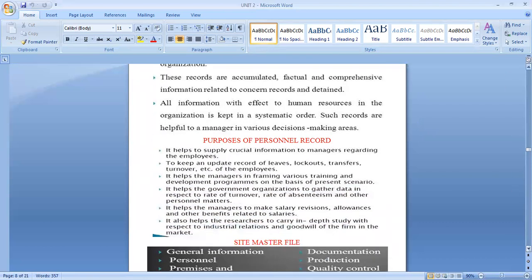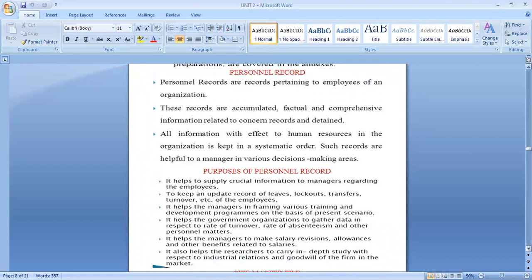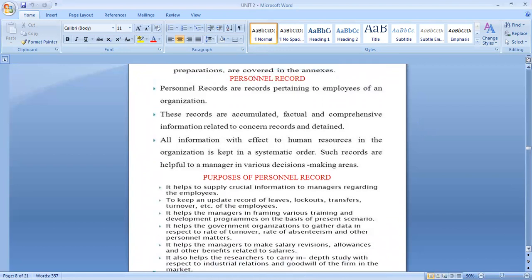The purpose of personal records: it helps to supply crucial information to managers regarding the employees, to keep an updated record of leaves, lockouts, transfers, turnover, etc. of the employees. It helps the managers in framing various training and development programs on the basis of the present scenario. It helps government organizations to gather data in respect to rate of turnover, rate of absenteeism, and other personal matters. It helps the managers to make salary revisions, allowances, and other benefits related to salary.